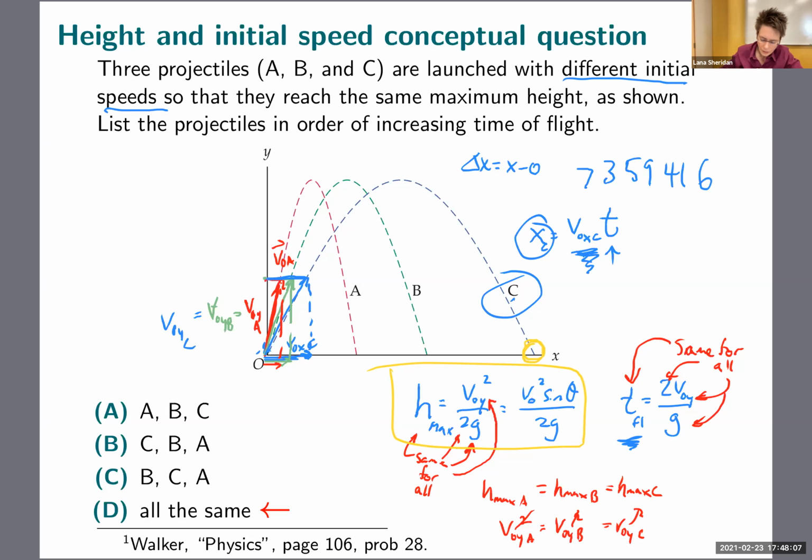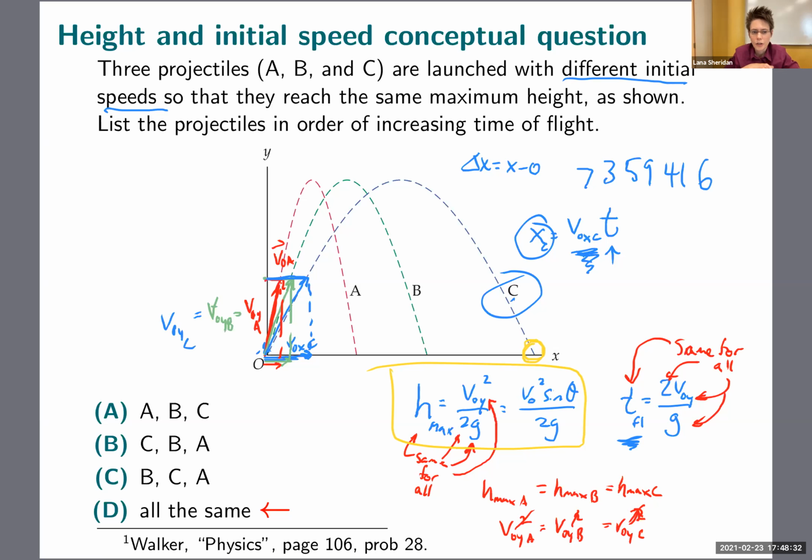Okay, now is it clear how they could all have the same y component of initial velocity, but their paths are so different? I got a thumbs up. Okay, but I only have one thumbs up, and the people who are on camera are looking defeated. Oh no, I got a couple more thumbs up. Can I please say it again?